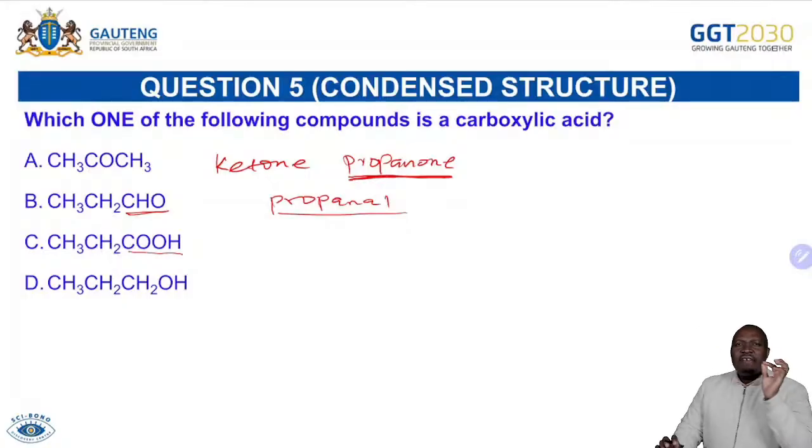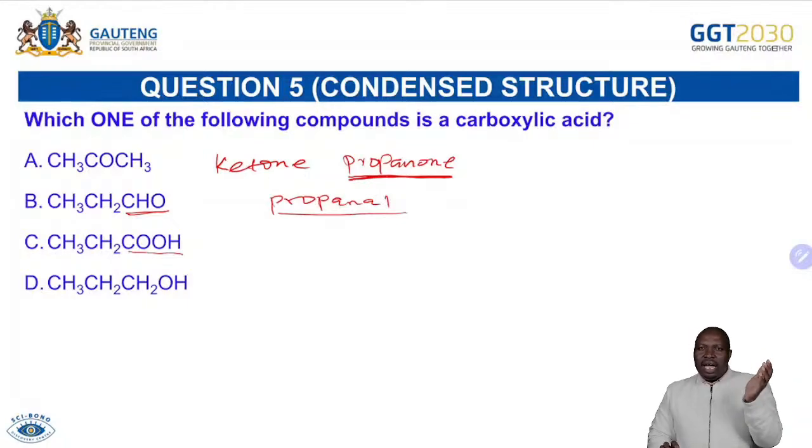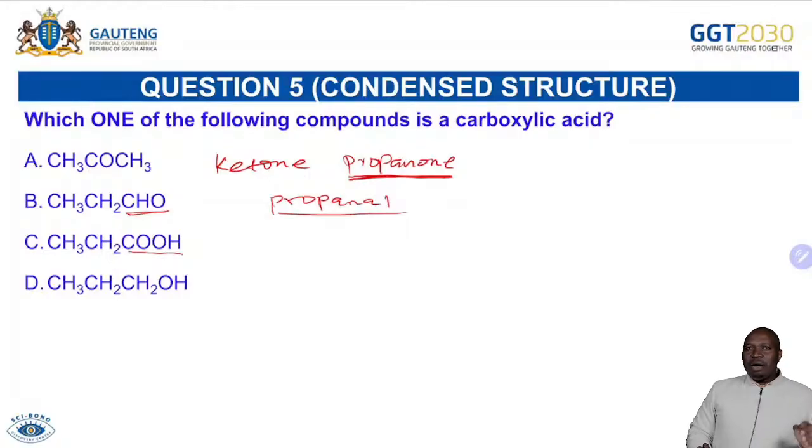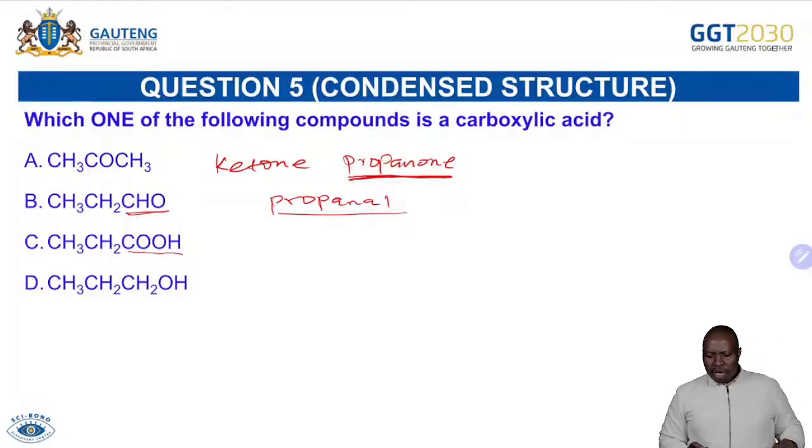Remember, we only have 2 homologous series that have 2 oxygens, which is our ester and our carboxylic acid. And we know that for carboxylic acid, in carbon number 1, we have the C double bond O and the OH. So the 2 oxygens are in carbon number 1 in terms of carboxylic acid. So you are not confused.